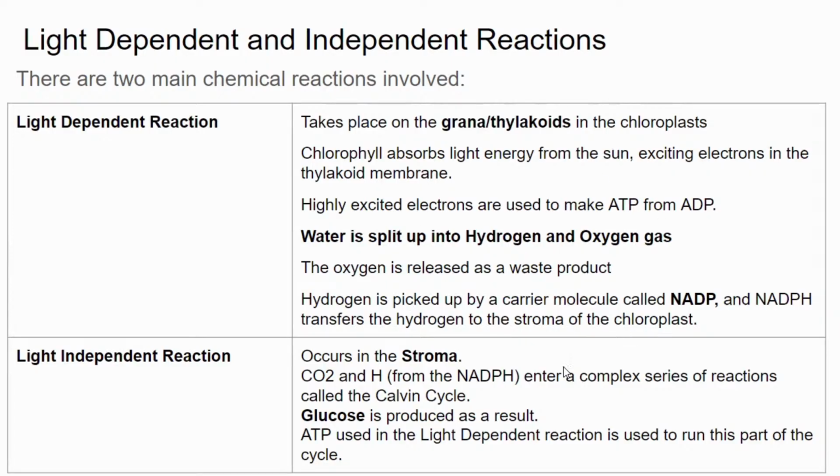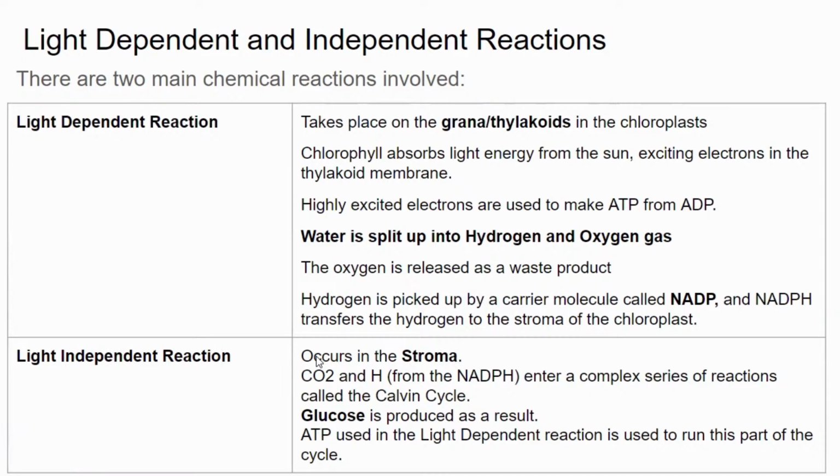So the stroma is clear to allow light to pass through it, so the light can hit the chlorophyll on the grana. The stroma doesn't need to have any particular colour, but it is absolutely teeming with enzymes. So the light-independent reaction occurs in the stroma. This is where carbon dioxide and hydrogen, transported by the NADPH, enters a very complex series of reactions called the Calvin cycle. Many steps to the Calvin cycle, but the result is that glucose is produced.